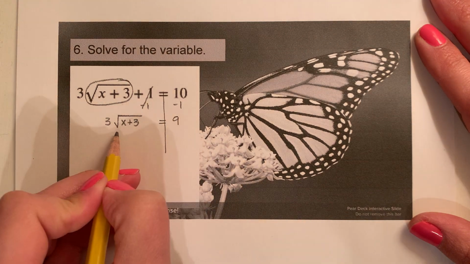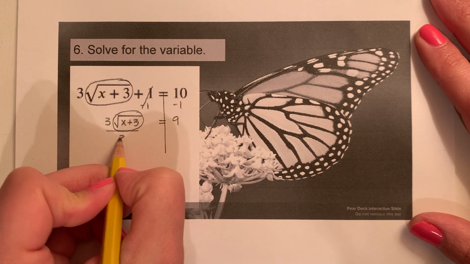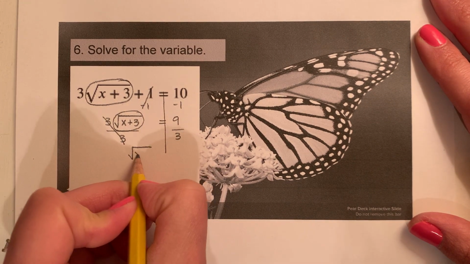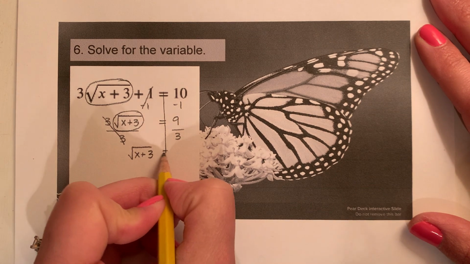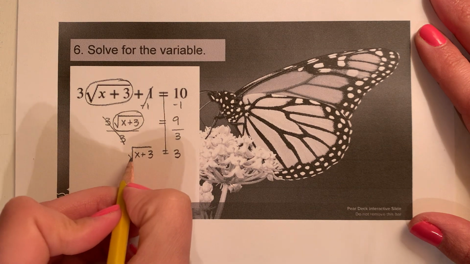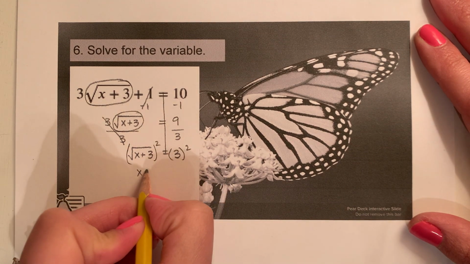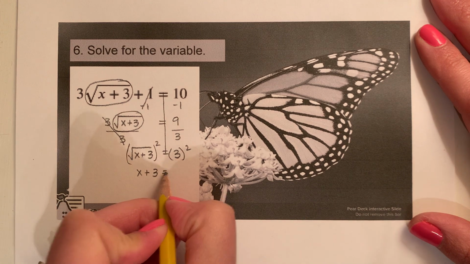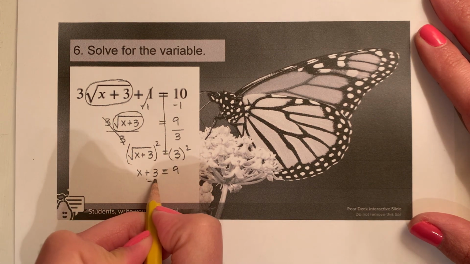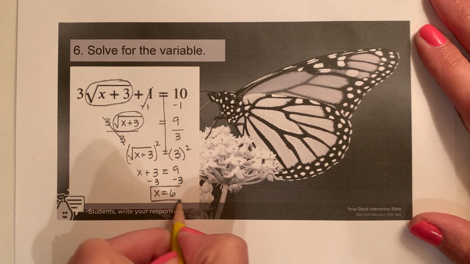Okay, don't square both sides yet. You've got that 3 on the outside. Okay, so we have to divide both sides by 3 first. And we end up with square root of x plus 3 equals 3. 9 divided by 3 is 3. Now we can square both sides. And we get x plus 3 on the outside. Or I should say x plus 3 comes out, and then 3 squared is 9. Now you can subtract 3. And we get x equals 6.